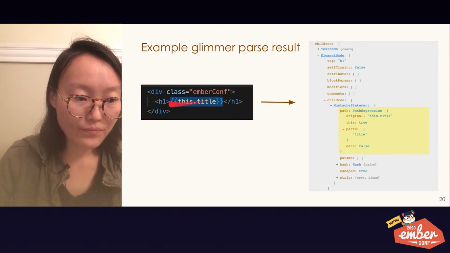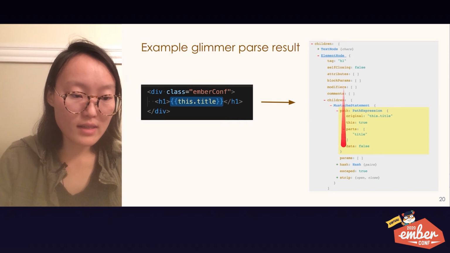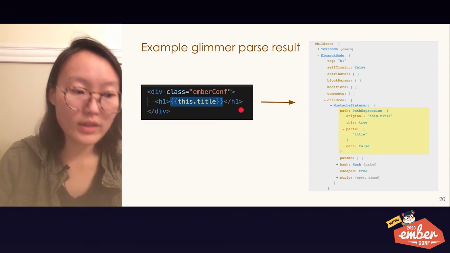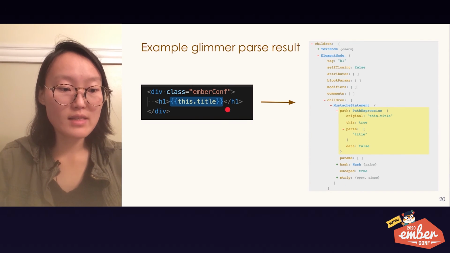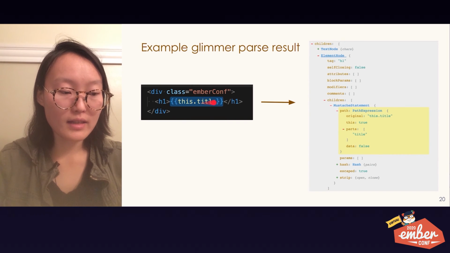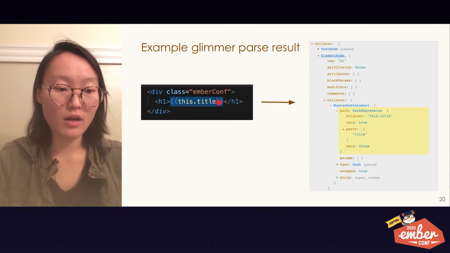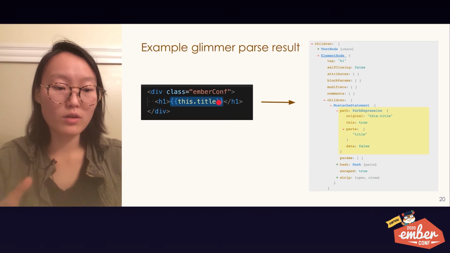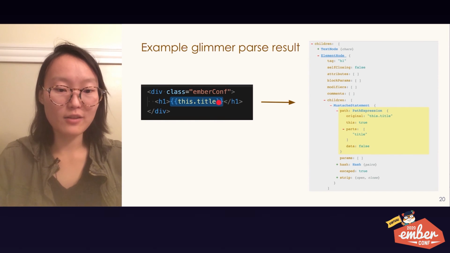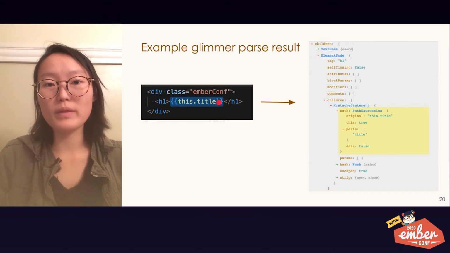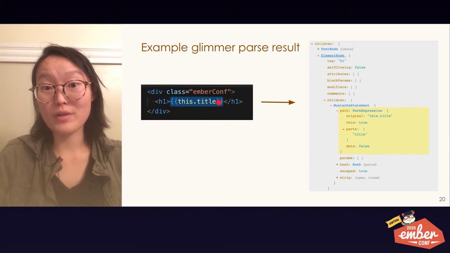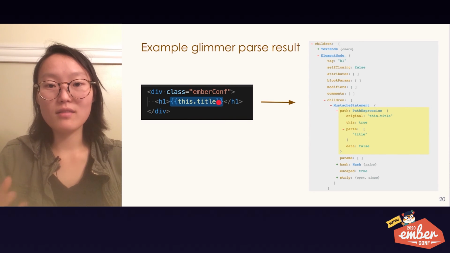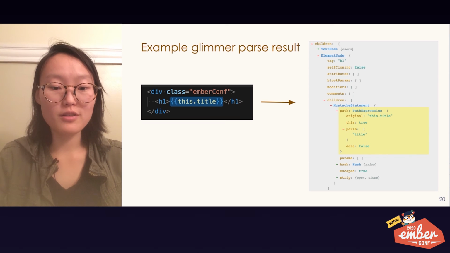As you can see, H1 is this element node, and within this element node, there is a mustache statement, that is this .title block, and then it has the value, aka original, this .title. So this will be the actual abstract syntax tree, the output of the parser.